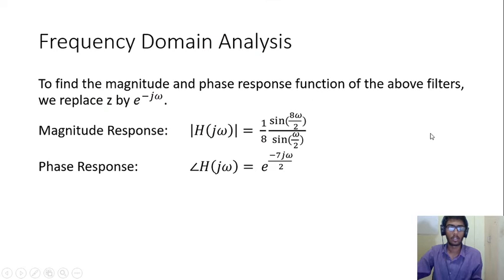Moving on, let us do the frequency domain analysis of this. So we'll first replace z with e to the power minus j omega in the transfer function and then find the magnitude and angle. This would give us the magnitude response and the phase response of the filter. So the magnitude response goes like 1 by 8 sine 8 omega by 2 divided by sine omega by 2. And similarly the phase response goes by e to the power minus 7j omega by 2.